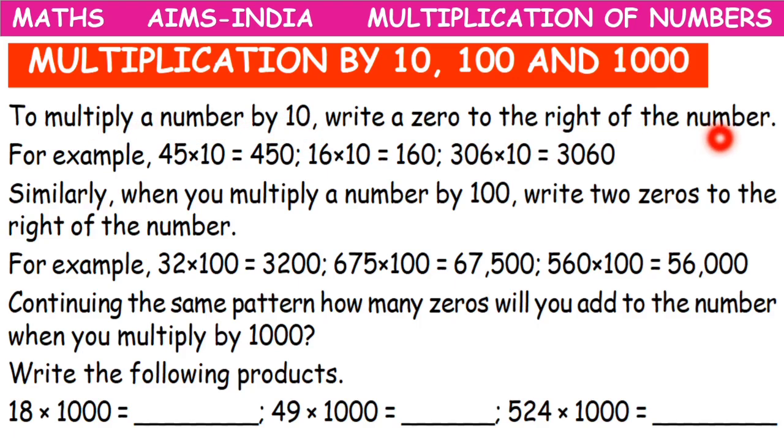Write a 0 to the right of the number. For example, 45 into 10 is equal to 450, 16 into 10 is equal to 160, 306 into 10 is equal to 3060. See children, what are they saying? Whenever we multiply a number by 10, we just need to write a 0 to the right of the number.